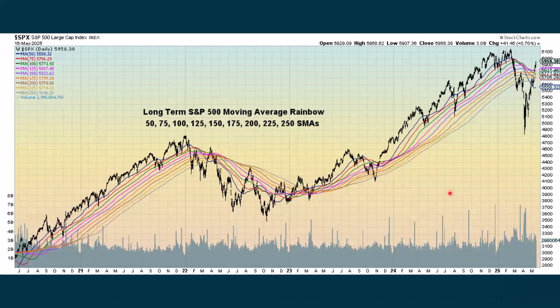All right, then we have another long-term rainbow. This is also simple moving averages going from 50 periods up to 250 periods. And we didn't spend a lot of time below the rainbow, but it did start to roll over.